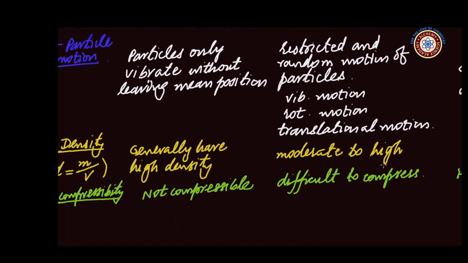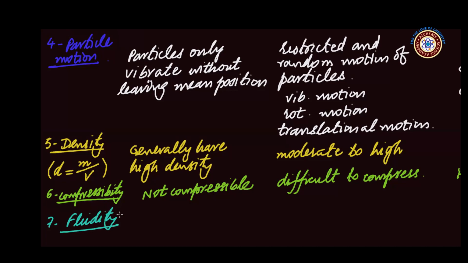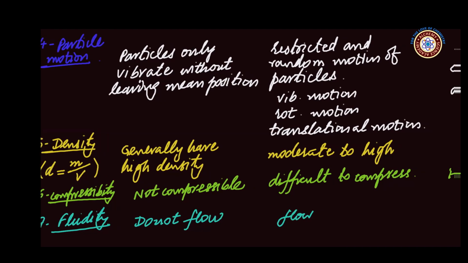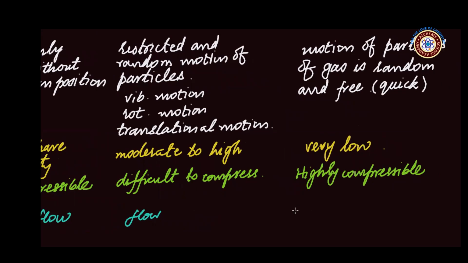Now let us move on to the last physical property which is to be discussed here of physical states of matter, and that is fluidity. Fluidity is the tendency of a material to flow. That's called fluidity. Solids do not flow. Solids are not fluid, whereas liquids flow, but their fluidity is less than that of gases. Gases are highly fluid.